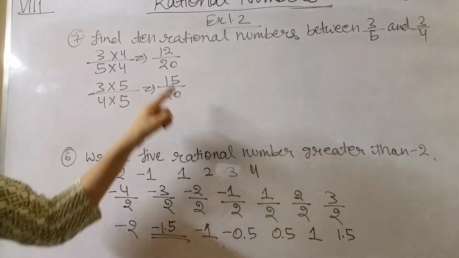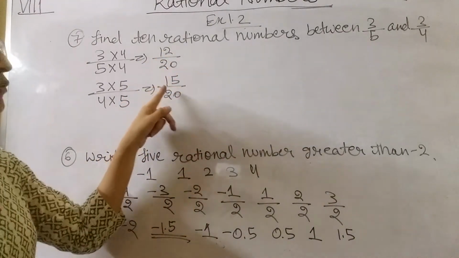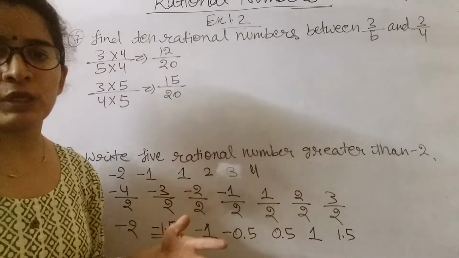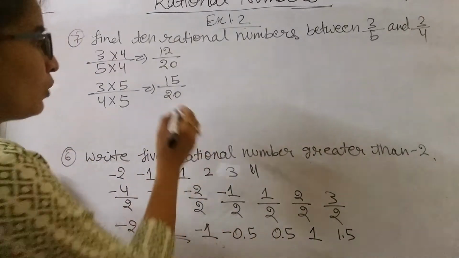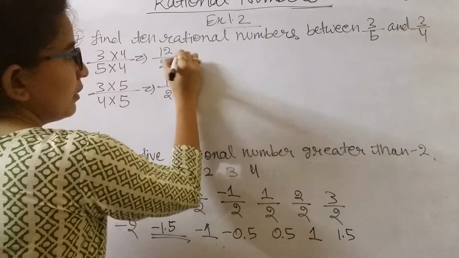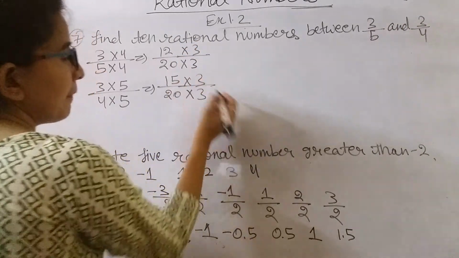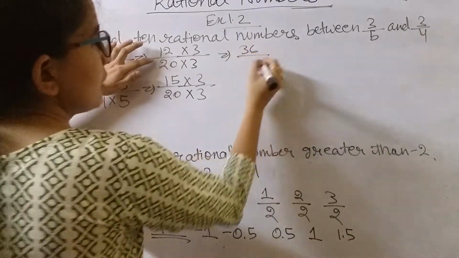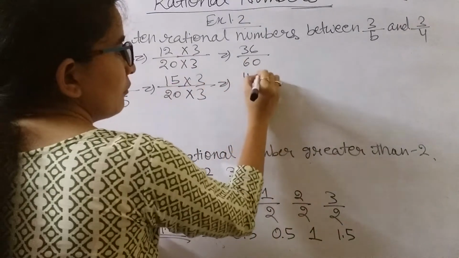So we can see that there are only 3 rational numbers between 12 upon 20 and 15 upon 20, that is 13 upon 20, 14 upon 20 and 15 upon 20. So again we have to increase the denominator by 3. That will be 36 upon 60 and 45 upon 60.